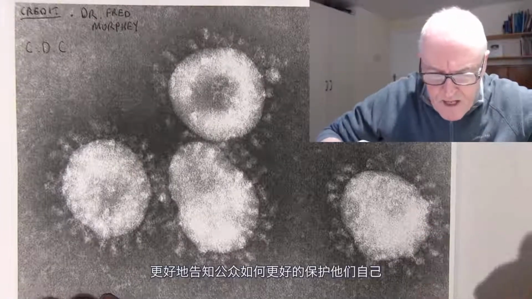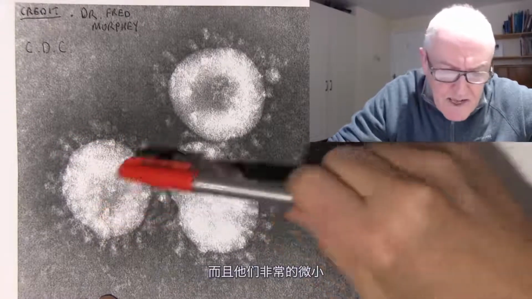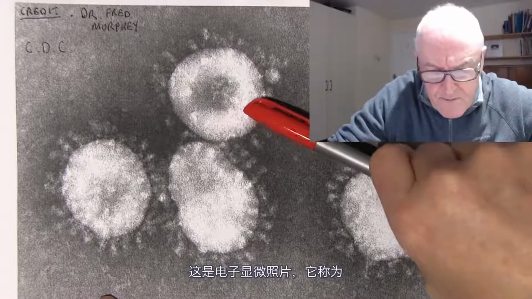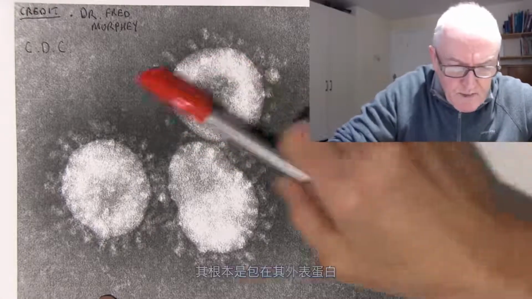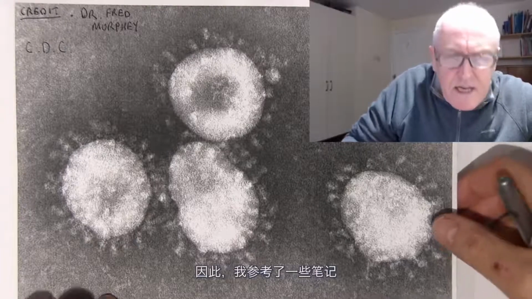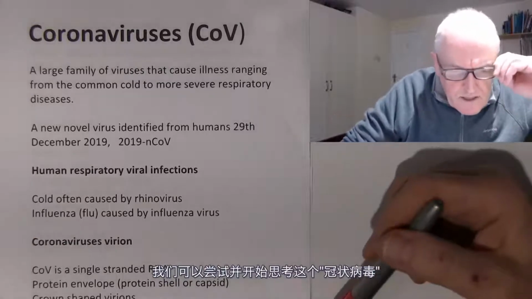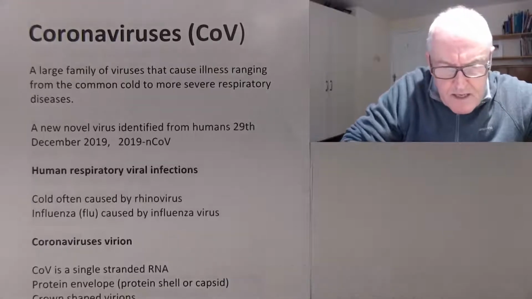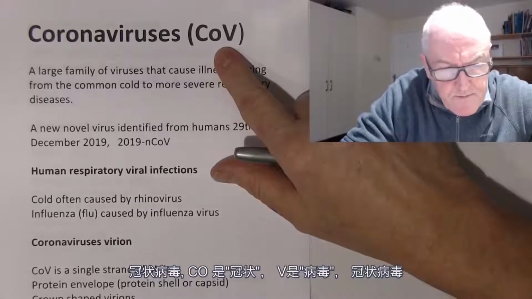So these are electron micrographs of the coronavirus, and they're remarkably small. This is an electron micrograph, and it's called a coronavirus because of this crown-shaped appearance, because of the outer protein coat on it. So I've run up a few notes that we can think about to start thinking about this coronavirus. So coronavirus, CO, corona, V for virus, coronavirus.